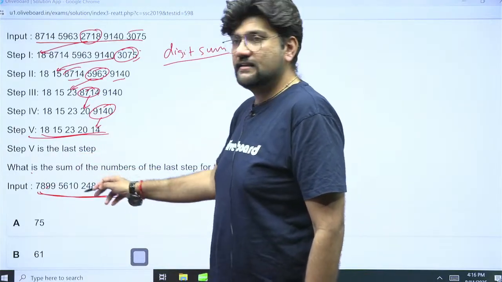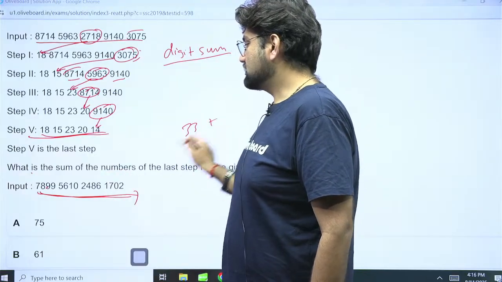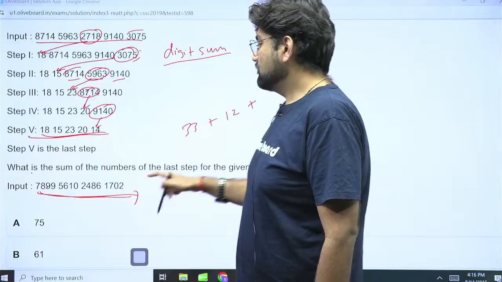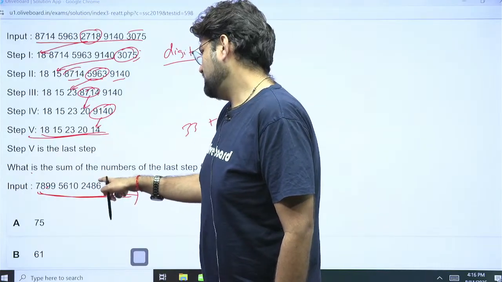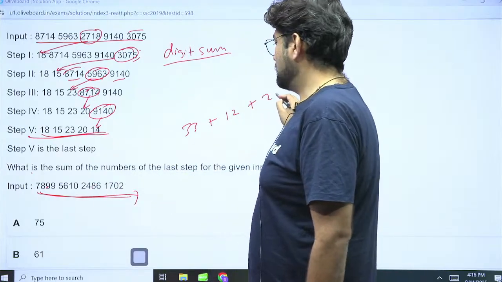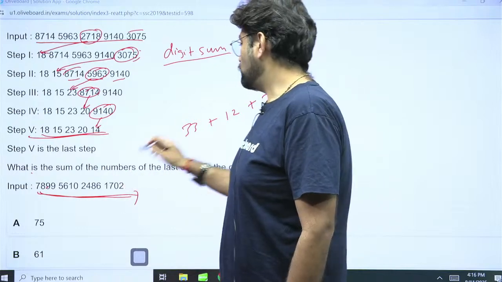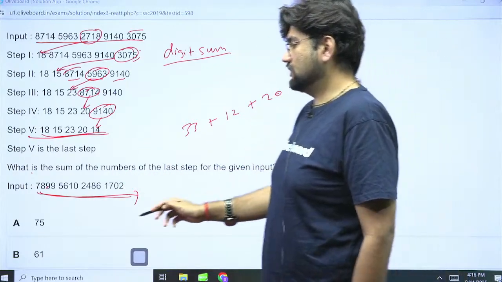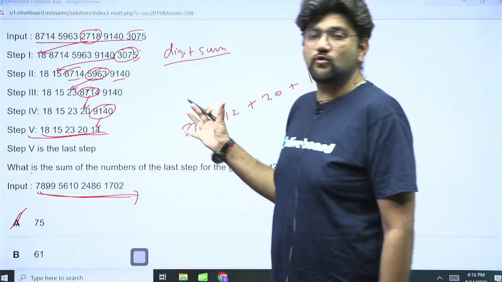78 is 15, 99 is 18, it is 33, right? Plus 5610, what is it? It is 11 and 1, 12. Next. 8, 6, 14, 4, 18 plus 2, 20. Next. 7 and 2, 10. 20, 30, 63, 12, 75. Done. That's what you had to do.